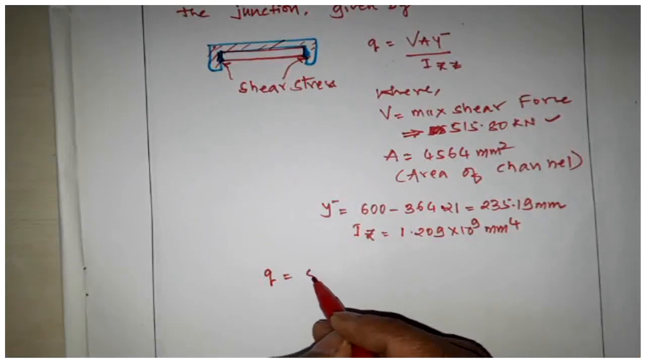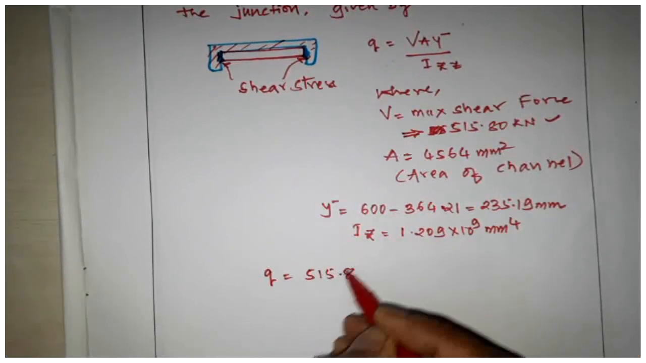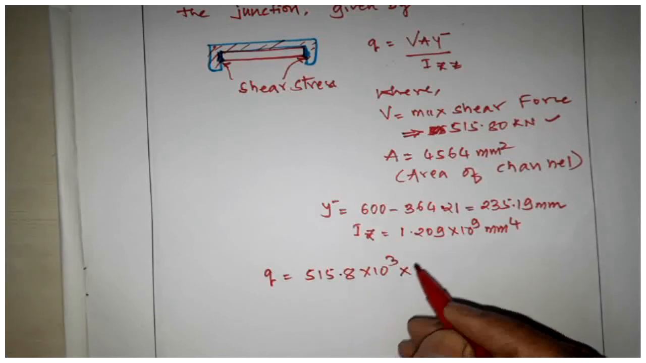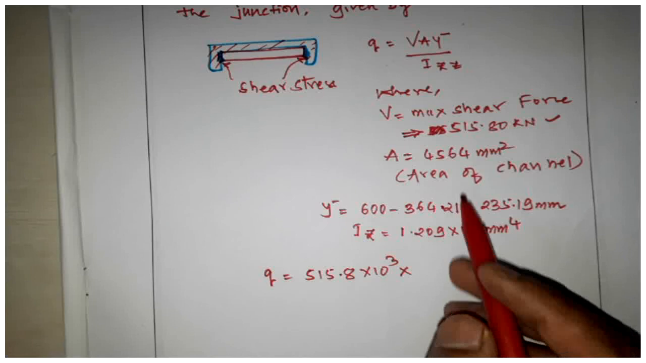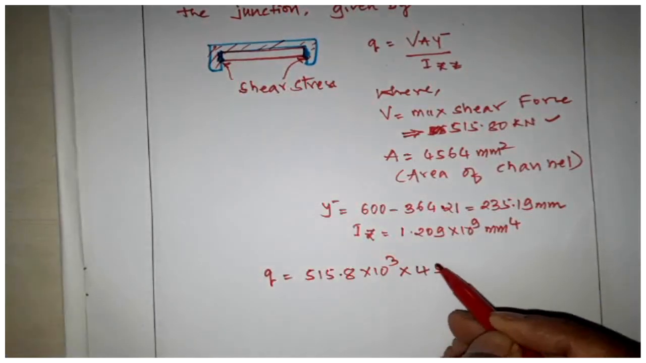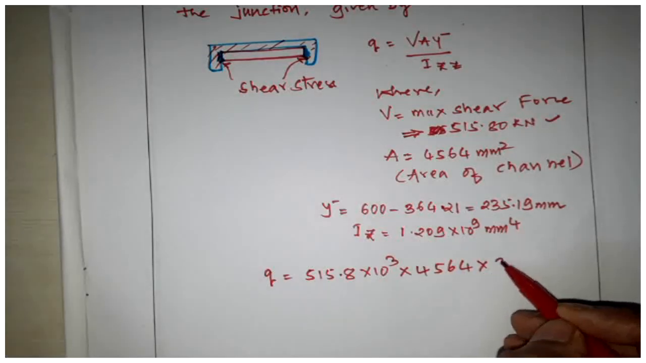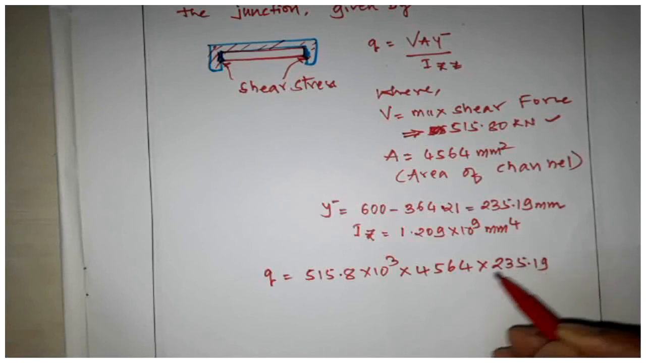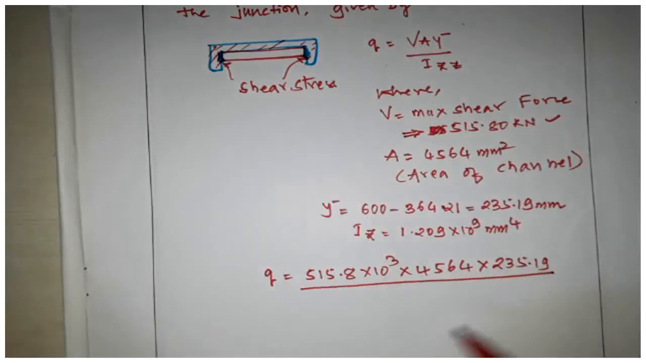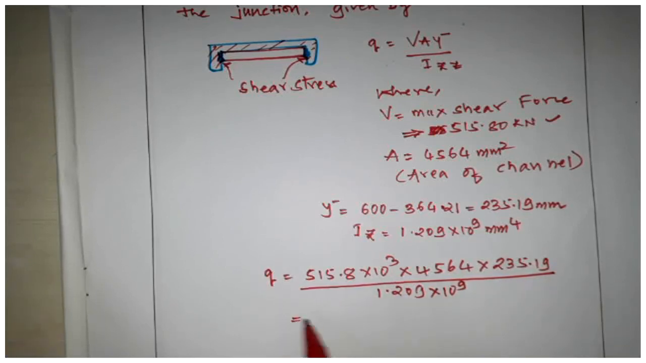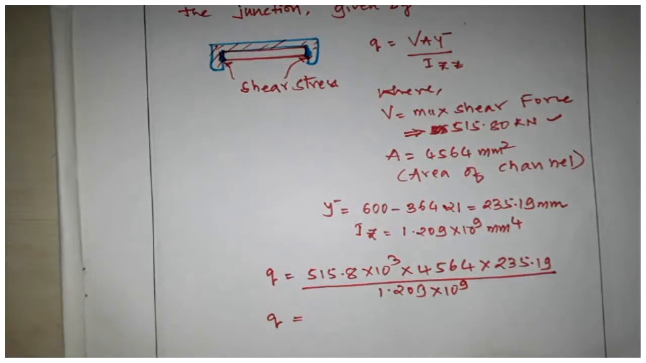so I'll substitute here, V is 515.8 into 10 to the 3 to make it in Newton, into area 4564 into the y bar, which is 235.19, divided by I, so that is 1.209 into 10 to the 9. Okay, so we get here the Q, the shear stress in the junction.